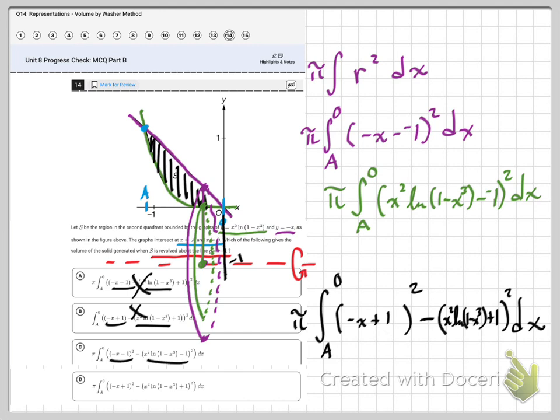Our next one, we're really close here because we've got both radiuses being squared, but we see a problem on the inside. It says -1, but it should say +1 because we're minusing a negative. So this one's out. And our final answer is this guy.